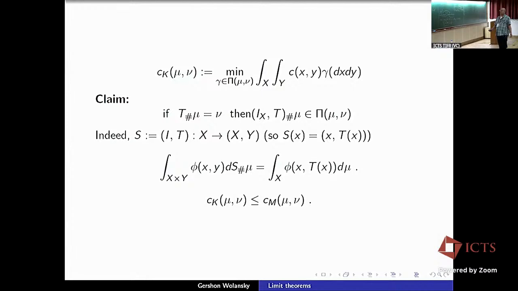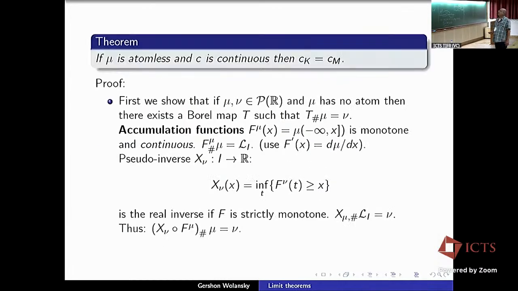So if we take the minimum on a larger set, we get something smaller or not bigger. So the Kantorovich price of mu, nu is always smaller or equal to the Monge cost of mu, nu. This is just from the definition. And you can think, well, usually this is a strict inequality because we make a huge relaxation. But in fact, there is a somewhat surprising theorem that says that if mu has no atoms and C is a continuous function of two variables, then we have equality.